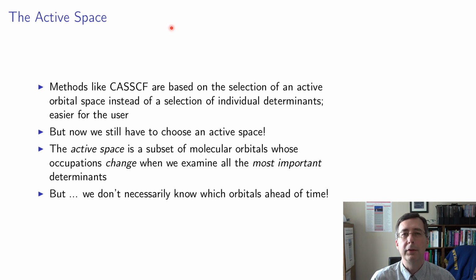The only problem with this concept is that the way I've just described it, to know what the active set of orbitals is, I have to already know what the important determinants are. But it's kind of a chicken and egg problem. I'm trying to find a way to automatically generate the list of important determinants given a choice of orbitals. And so how do I know what set of orbitals to pick to get a good set of determinants? It's not necessarily obvious.